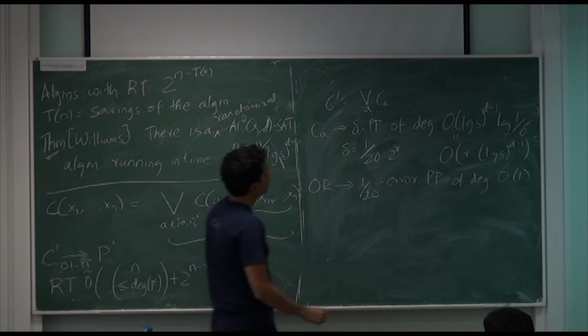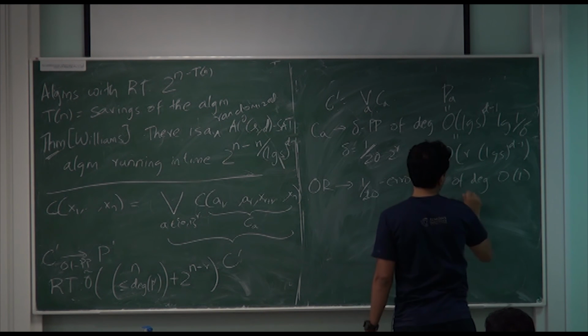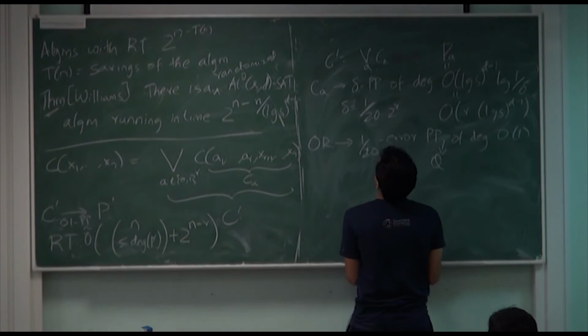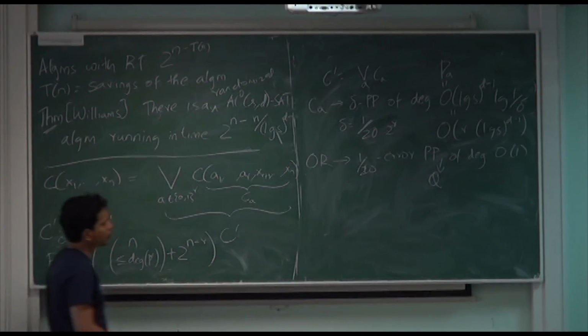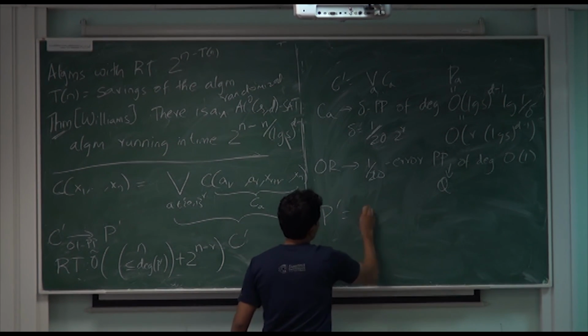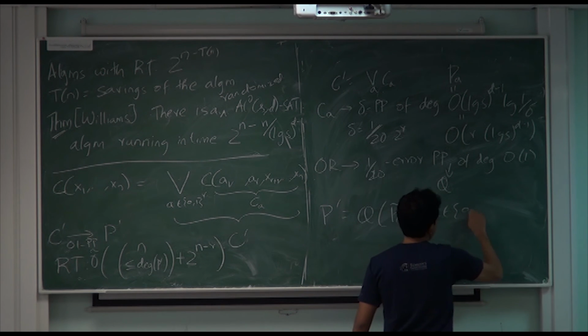Oh, did I give it a name? No, I didn't give it a name. So let's call this maybe P sub A. Let's call this Q. Okay. And my final probabilistic polynomial P prime is just going to be Q applied to all the P sub A's. Oh, A in, yeah, that's right.